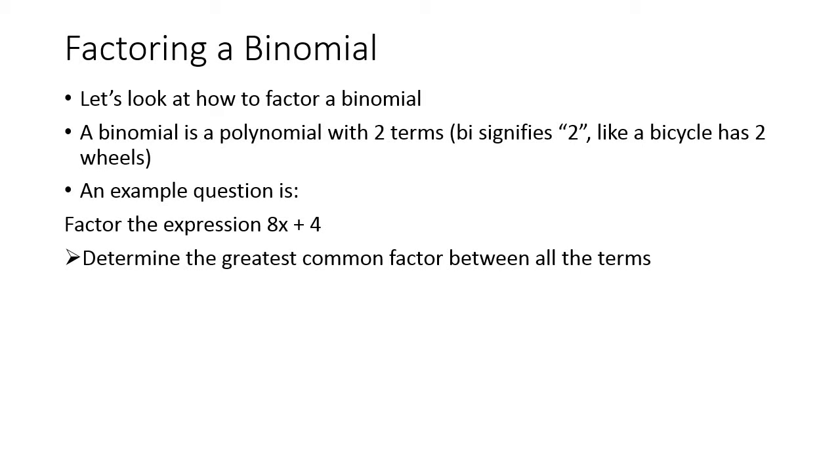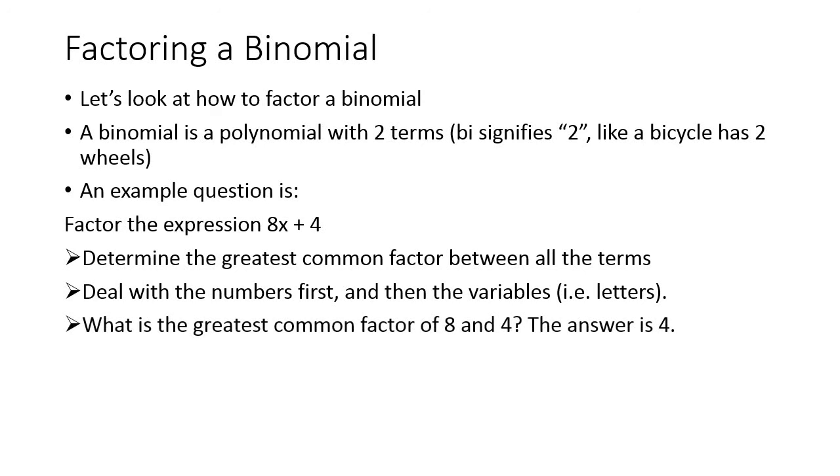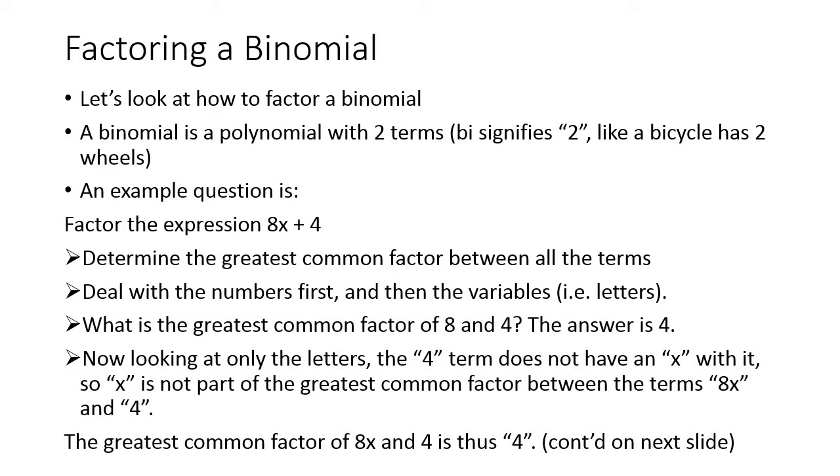So determine the greatest common factor between all the terms. Deal with the numbers first and then the variables. So just looking at the numbers, 8 and 4, the greatest common factor is 4. If you don't know that, please do my lesson on factors and multiples of whole numbers. Now looking at only the letters, the 4 term doesn't have an x with it, so the letter term is not part of the greatest common factor. We will look at examples where it is. So the greatest common factor here is just a 4. Let's remember that.